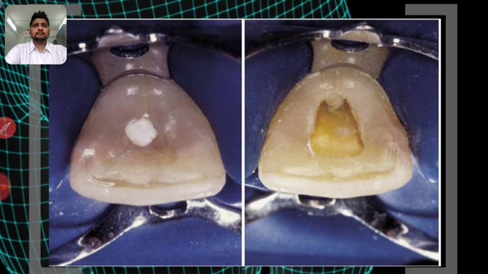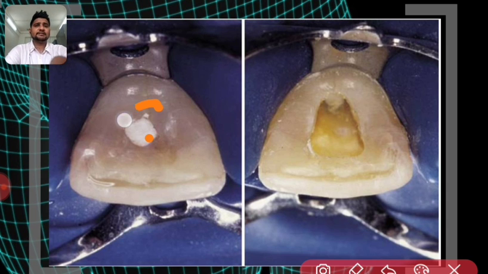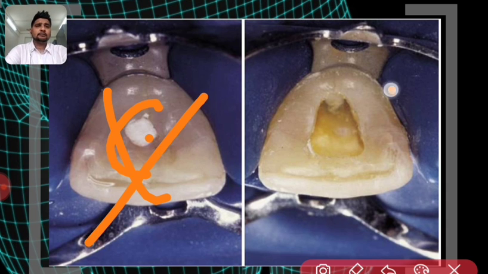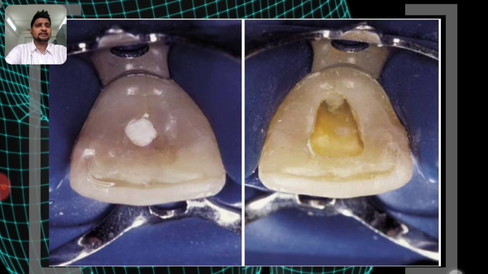Now, these are some mistakes which people do. This is from Castellucci, I think. And if you see, this is one pinpoint opening. This is not allowed. This is wrong. Do the opening right, the triangular shape we have been talking about.